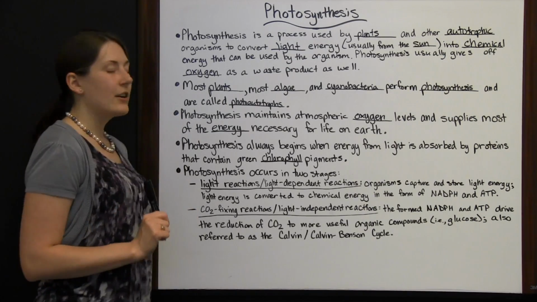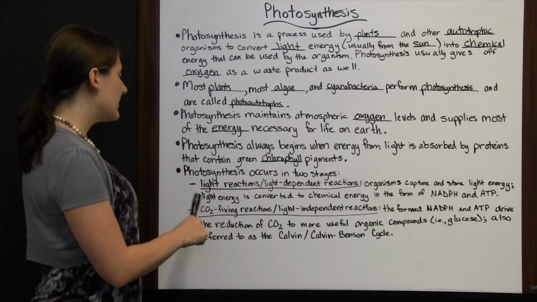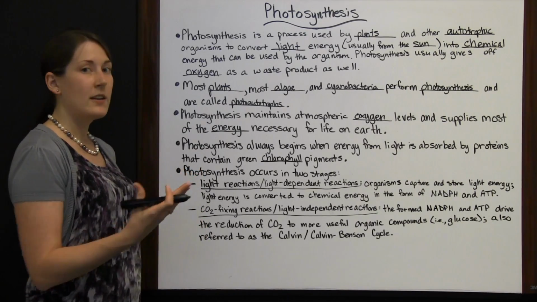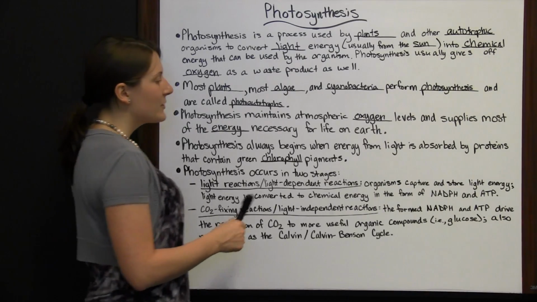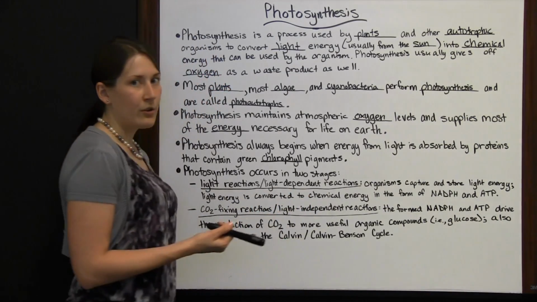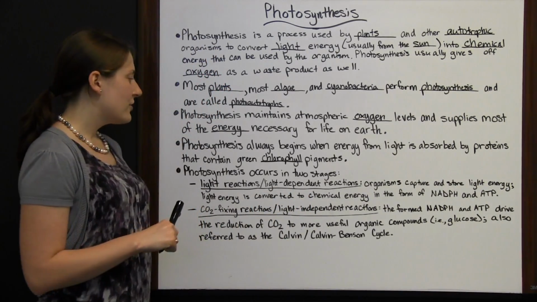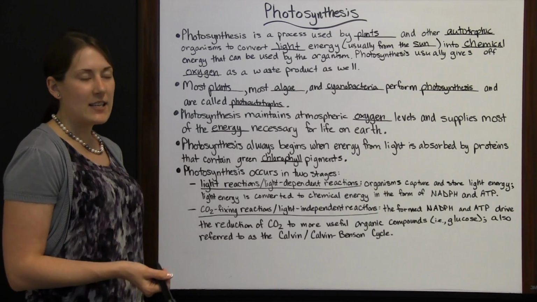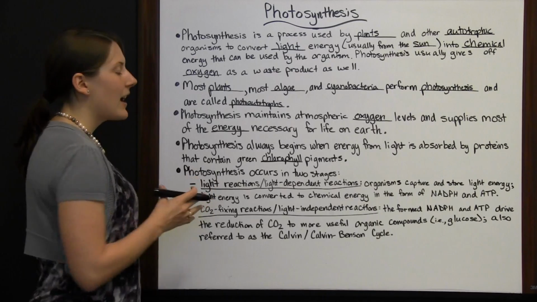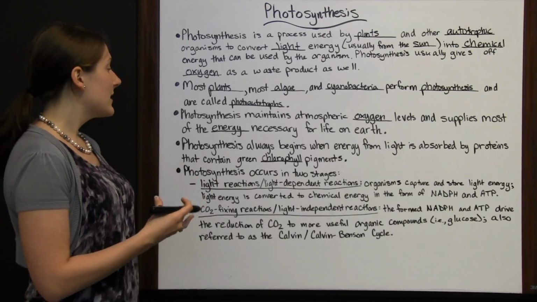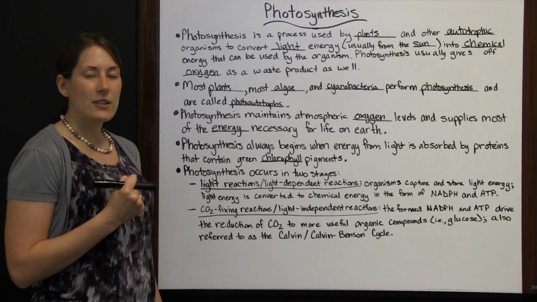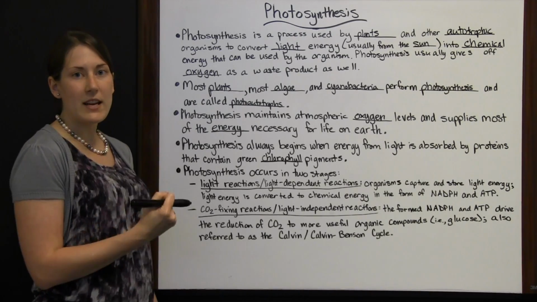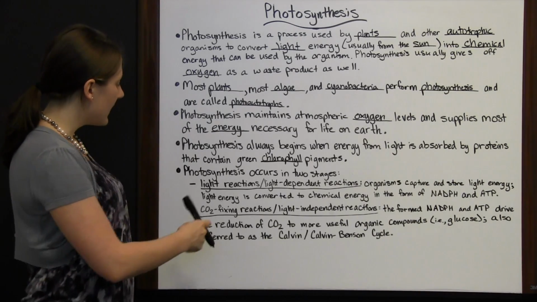And photosynthesis occurs in two stages. You have your light reactions or light-dependent reactions, so these depend on light to happen. It's when organisms capture and store the light energy. The light energy is converted to chemical energy in the form of NADPH and ATP. So in this light-dependent reaction stage, the light energy is actually captured and turned into a chemical form of energy that can be stored or immediately used if necessary.